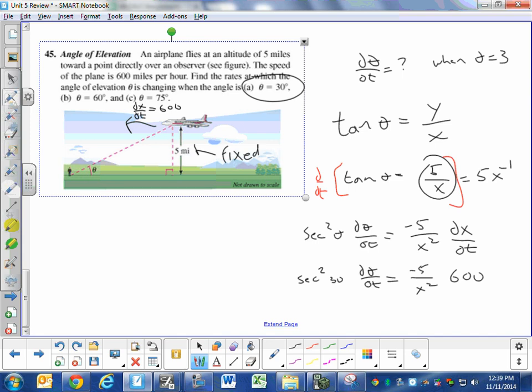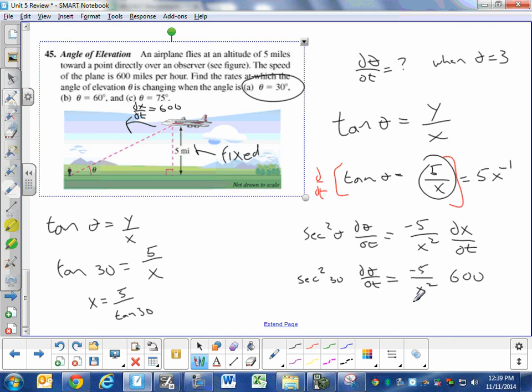Well, let's go back to our original equation. Tangent of theta is equal to y over x. Well, I would say the tangent of 30 is equal to my fixed y over my x. So x would equal 5 over tan 30. Tangent of 30 degrees, 30 degrees is pi over 6. That's 1/2 over root 3 over 2. So that's root 3 over 3, or 1 over root 3. But then I have to square it, so bleh.